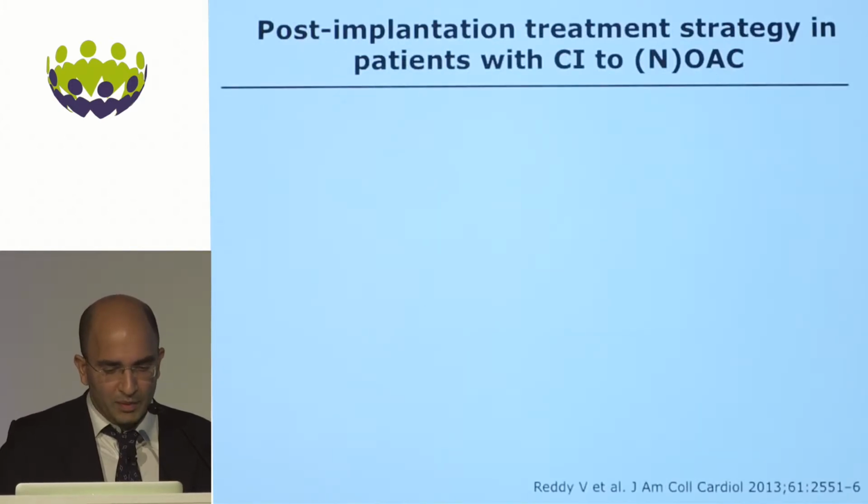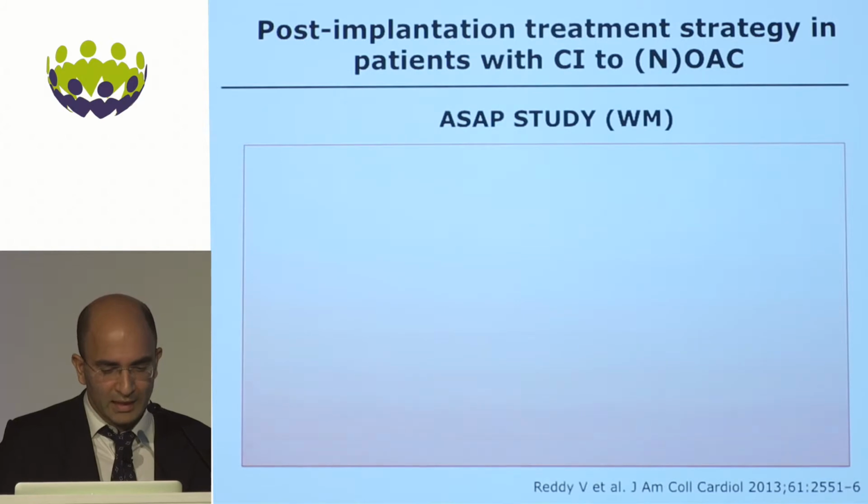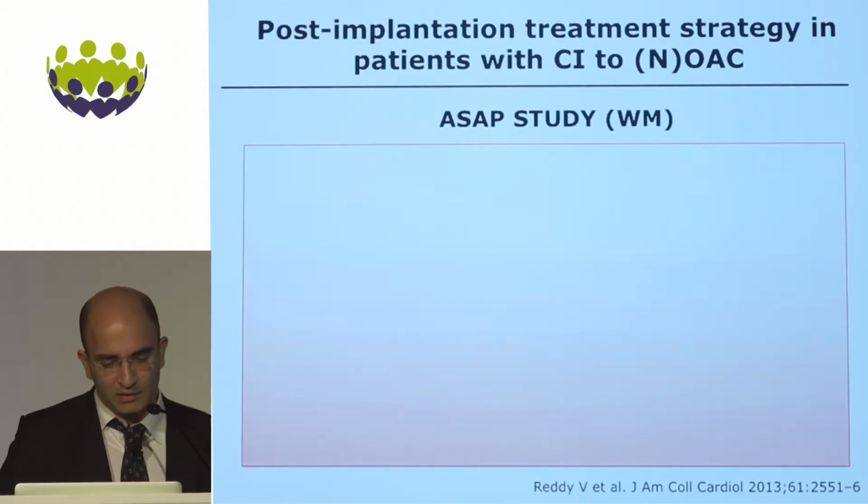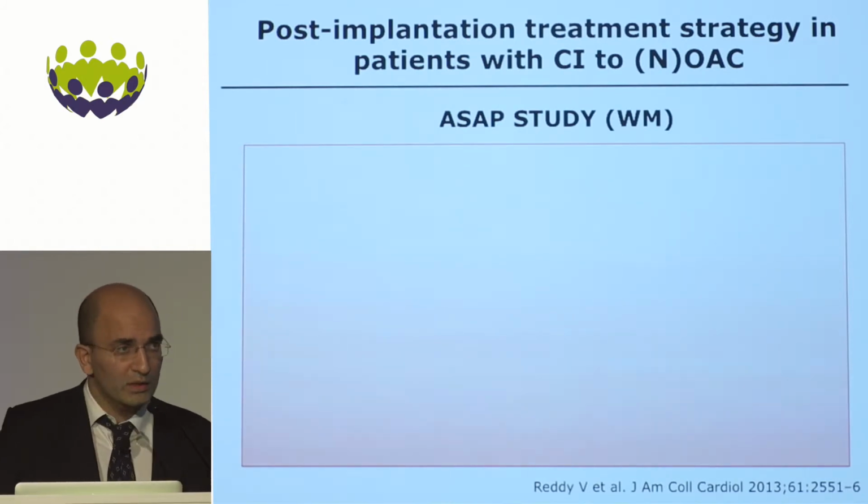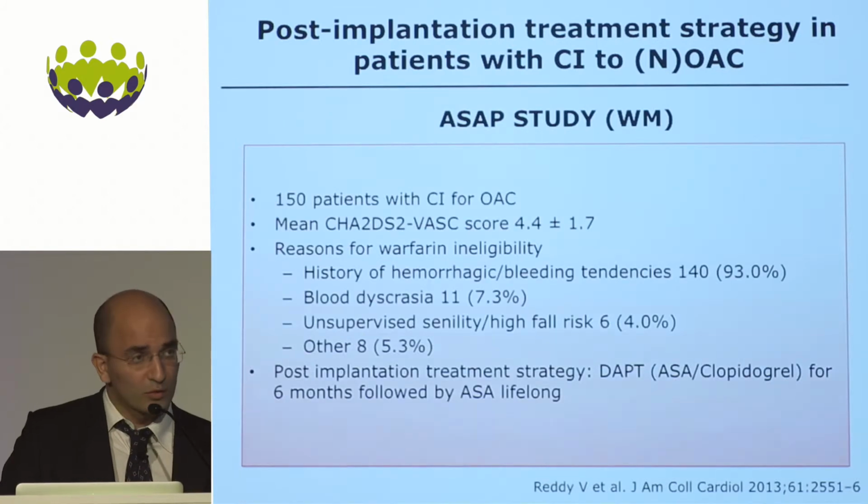And what to do now in patients with a clear contraindication to oral anticoagulation? Then we have some evidence from the literature. If we look at the ASAP registry, again with the WATCHMAN device, this was a non-randomized multicenter registry which included 150 patients with a very high risk of stroke and a contraindication for oral anticoagulation. The post-treatment strategy here was to give dual antiplatelet therapy for 6 months, followed by lifelong aspirin.